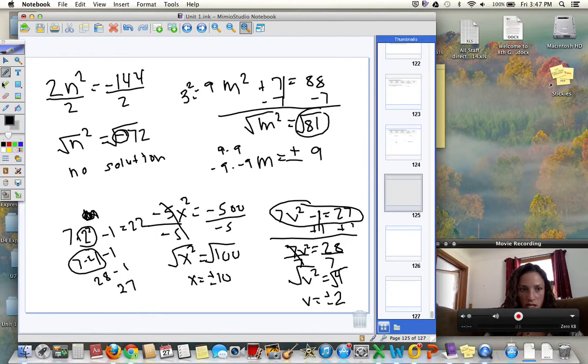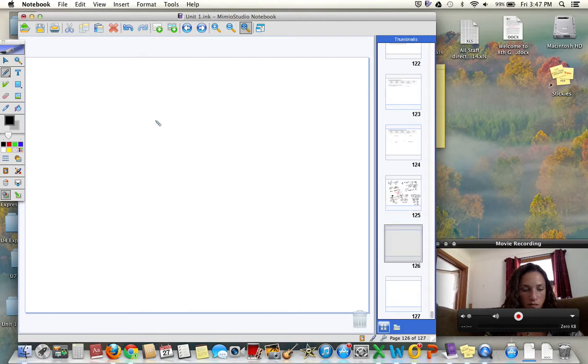I'm going to change my color real fast. Now if I do it with a negative, 7 times negative 2 squared minus 1. Negative 2 times negative 2 is still 4, and that brings me right to this step. I'm also going to get 27. So you can still check your work on these. Okay, some more types of problems.